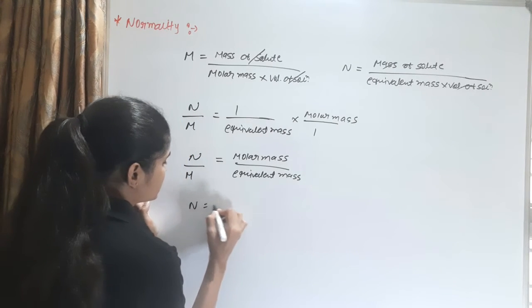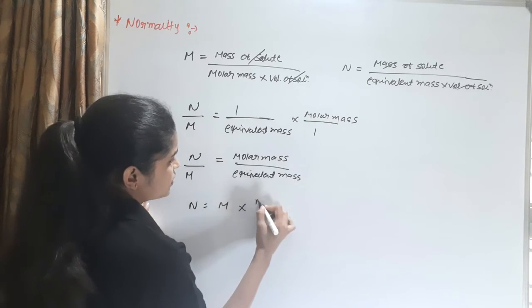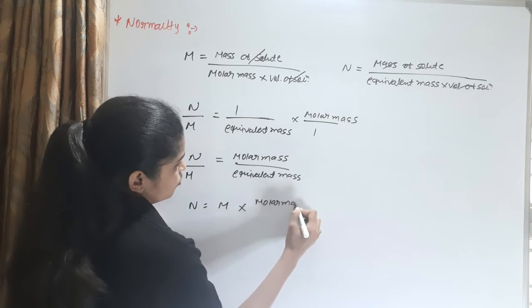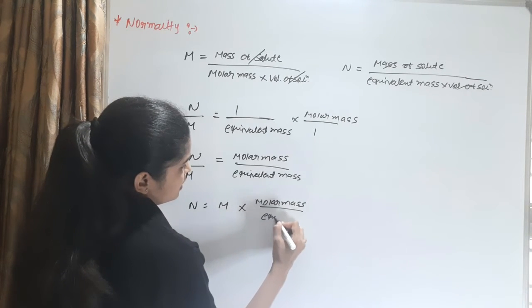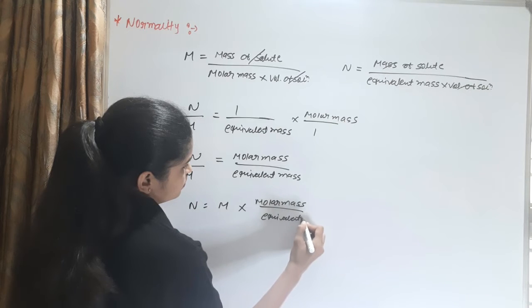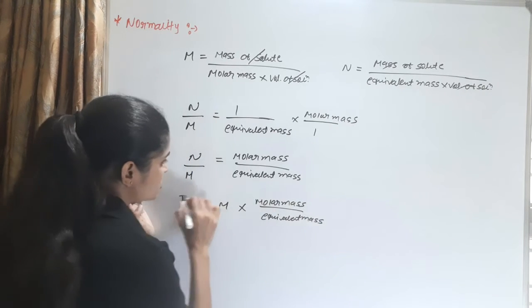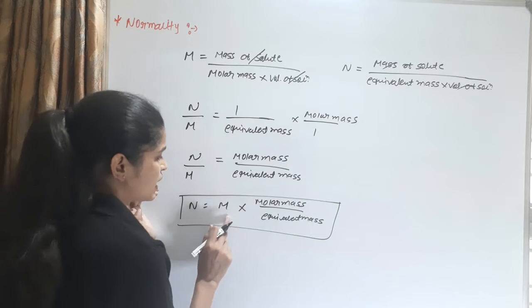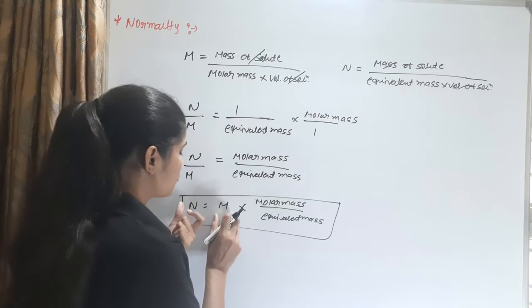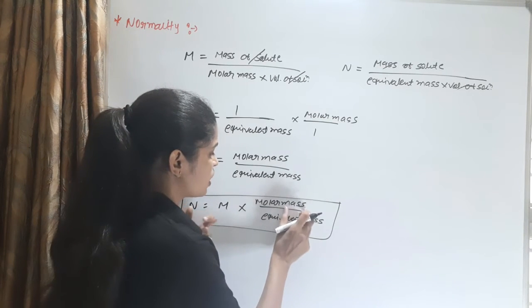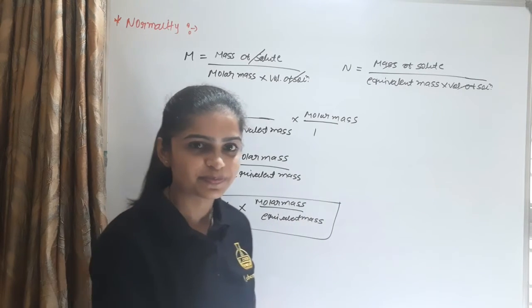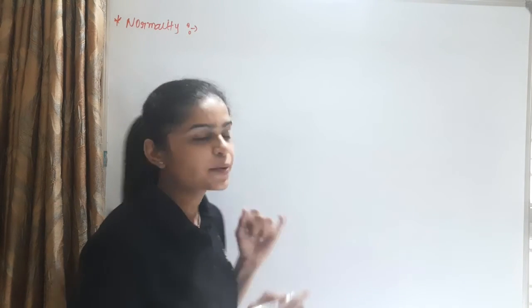Normality is equal to molarity multiplied by molar mass upon equivalent mass. This is the relationship between normality and molarity. Normality is equal to molarity into molar mass upon equivalent mass. How to calculate equivalent mass?